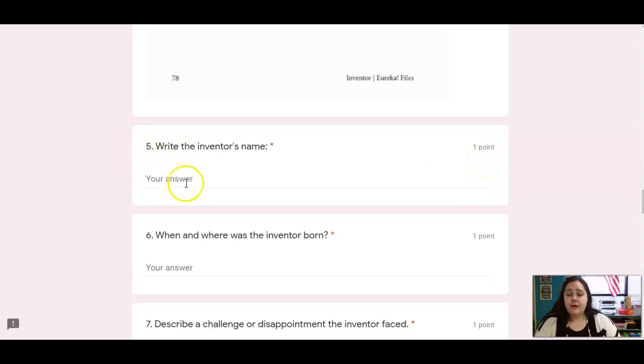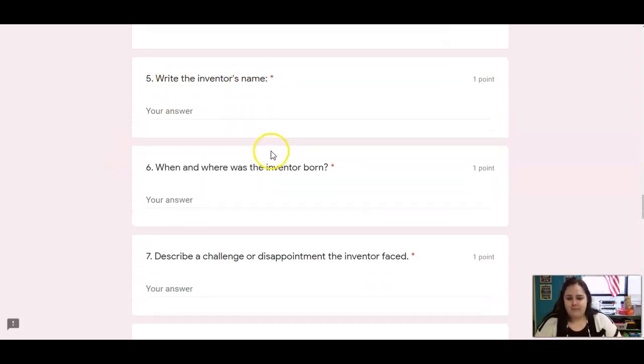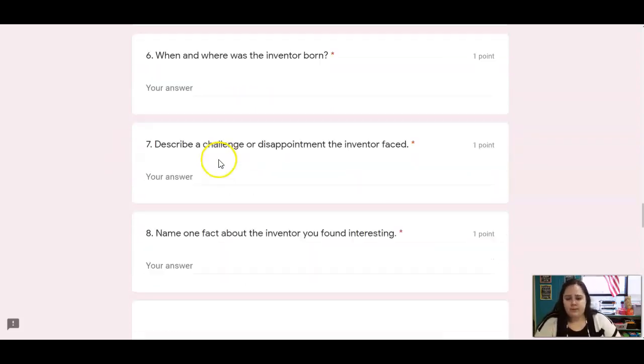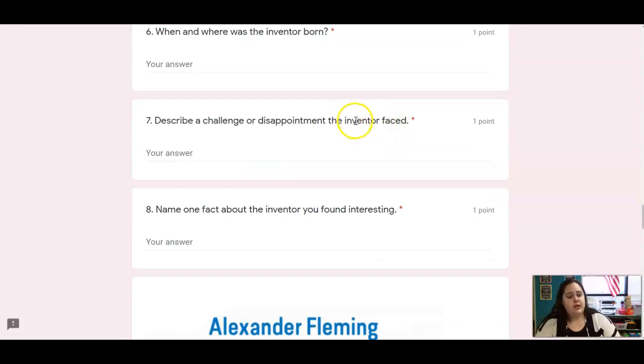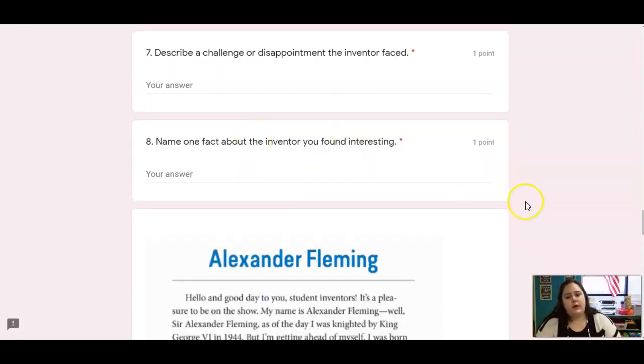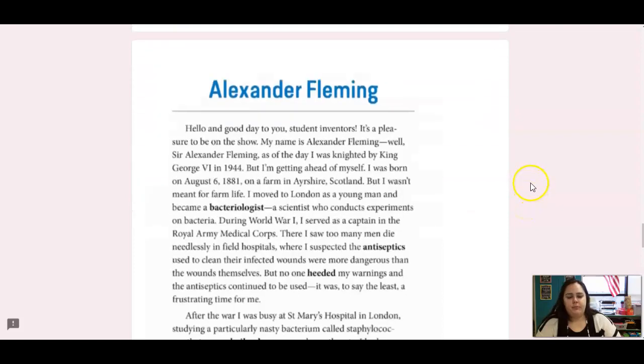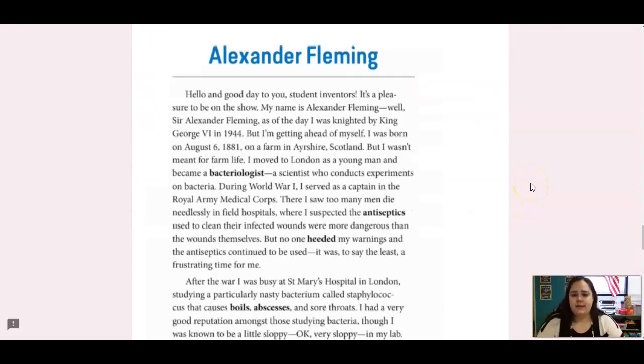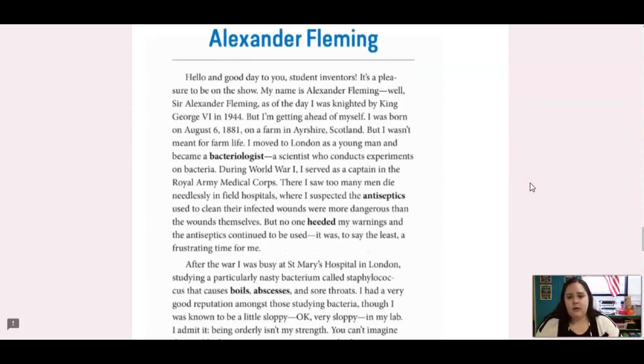Okay, so you're going to write the inventor's name from that reading. When and where was she born? Describe a challenge that she faced, and then one interesting fact about her. And our last inventor today is Alexander Fleming.